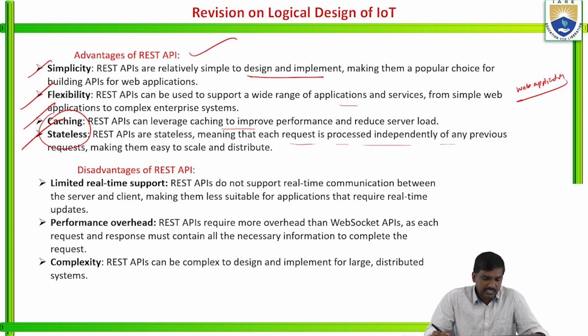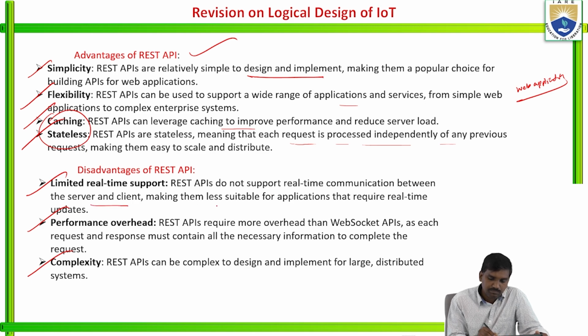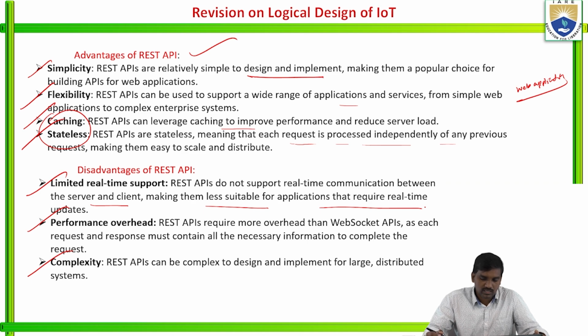Next, coming to the disadvantages of REST API: limited real-time support, performance overhead, and complexity. What is limited real-time support? In order to design real-time projects, the advantage of REST API is very limited. It does not support real-time communication between server and client, making it less suitable for applications that require real-time updates. That's why we are not using REST API for developing some API projects, IoT projects. We always go for WebSocket communication API, which comes in the next slide.